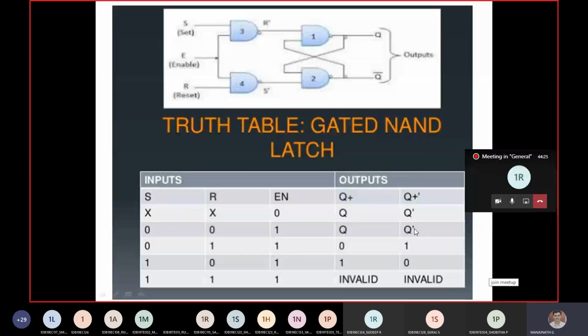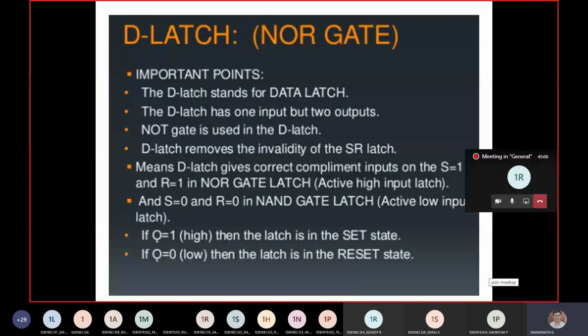Okay. Then set is 0, output is 0. So why is output 0? It is active low. That's the thing you remember. So 1 0, enable should be 1, output is 1, and last condition it says invalid, meaning it goes to high impedance state. So this is what you need to understand in your gated NAND SR latch. Am I clear till here?